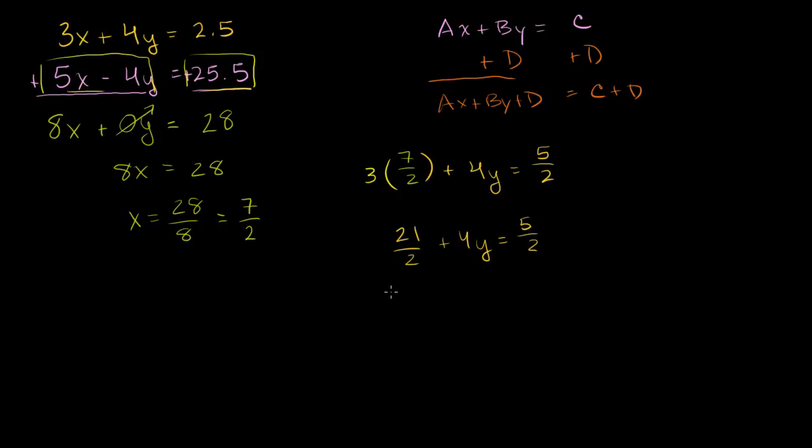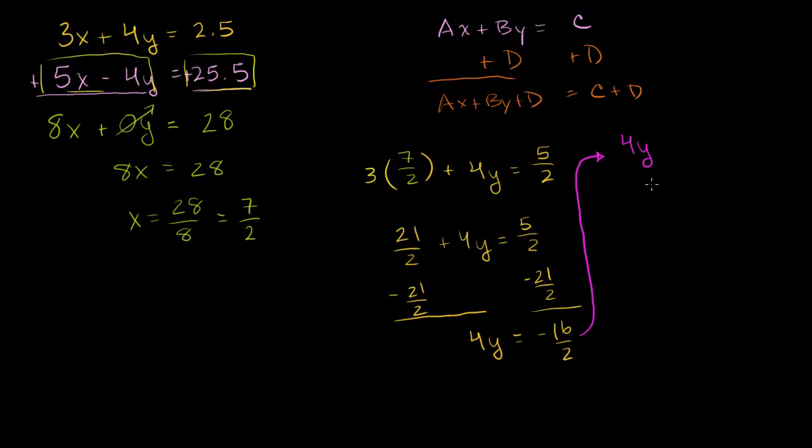Subtract 21 over 2 from both sides. So minus 21 over 2, minus 21 over 2. The left-hand side, you're just left with a 4y, because these two cancel out, is equal to 5 minus 21 over 2. That's negative 16 over 2. I'll continue up here. 4y is equal to negative 8. Divide both sides by 4, and you get y is equal to negative 2. So the solution to this system is x is equal to 7 halves, y is equal to negative 2. This would be the coordinate of their intersection.